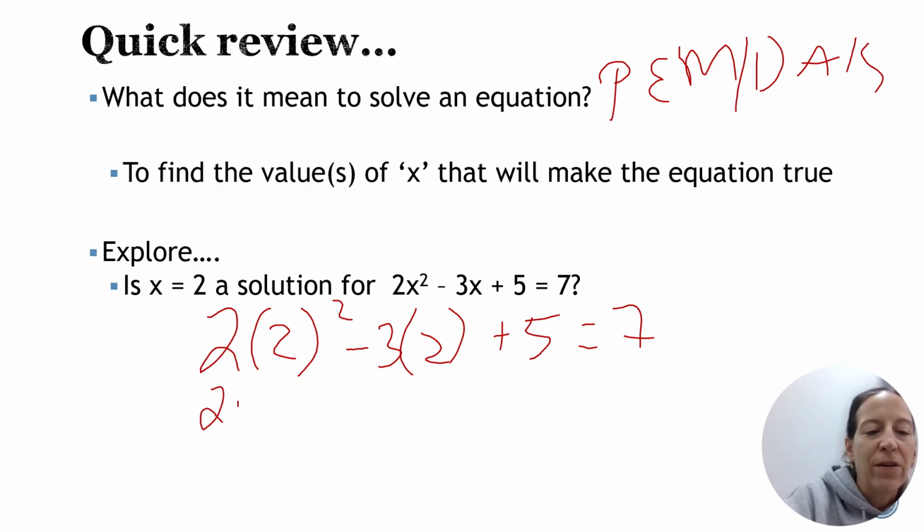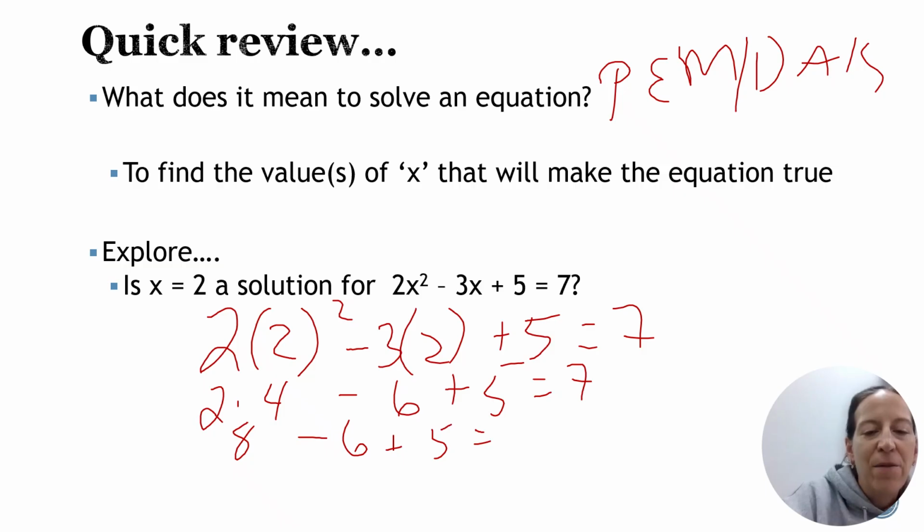So 2 squared is 4. And now we just have multiplication and adding, subtracting. So at this point we can do all the multiplication. We can do 3 times 2 is 6. And as we're working that out, we want to bring that down. 2 times 4 is 8. All right. And then we do adding and subtracting from left to right.